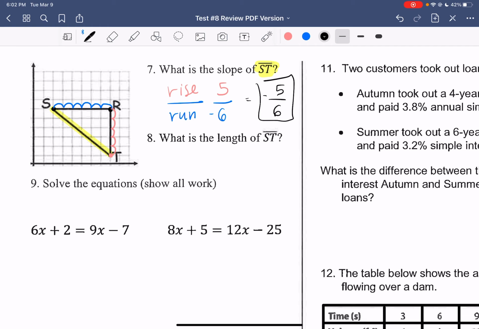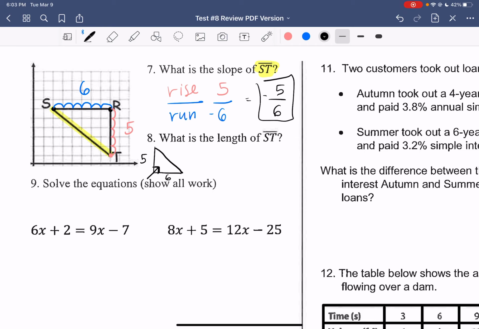The next question is dealing with the same picture, but a different question. It's saying, what is the length of ST? So when we counted the rise over run, we found the length of each side of the triangle. And since it's a triangle, specifically a right triangle, we can find the length of the other side.